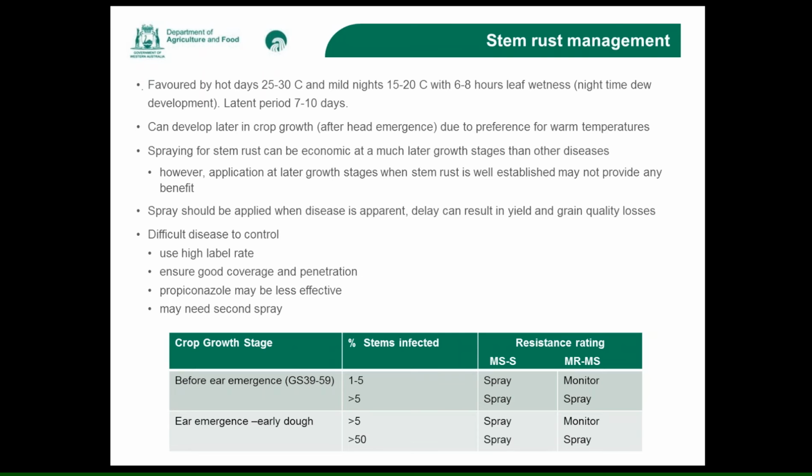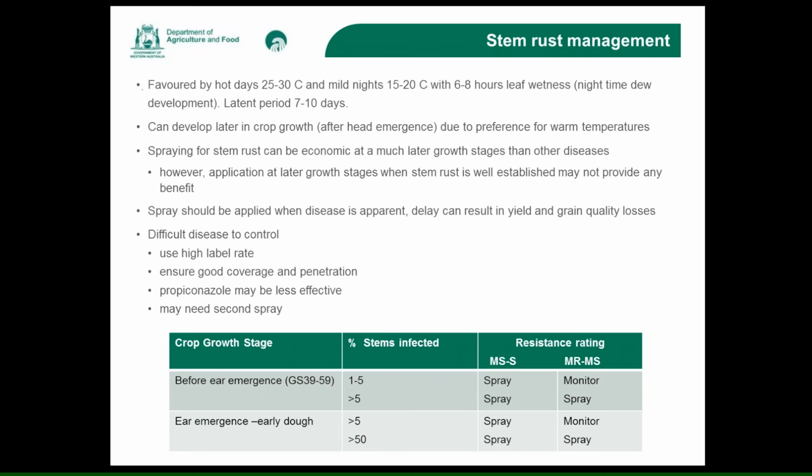The thing about stem rust is it can develop later in the crop growth, after head emergence, due to the preference of the fungus for those warm temperatures. So therefore, spraying for stem rust can be economic at much later growth stages than the other rusts. But a pointer here is that even though you can spray the crop late, if you've let the rust get away from you and it's really towering into the top of the plant, then sometimes you're not going to see any benefit from applying a fungicide in that situation.